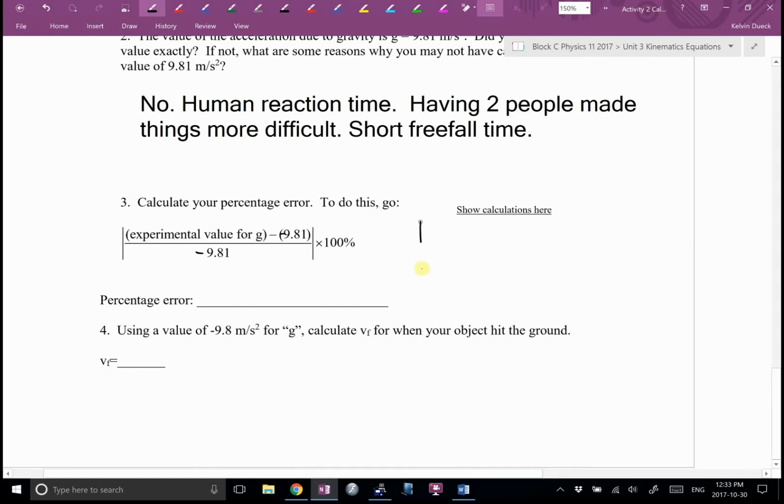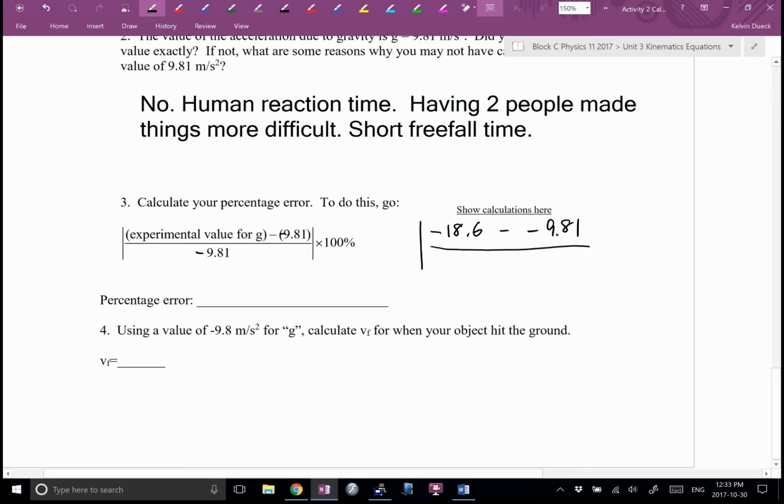So for all of us, what you're going to do is take your experimental value for G. So for Mateo, it was negative 19.6, minus the actual value, which is negative 9.81. It's actually not that. It's negative 9.806, I think. We typically only go with 2 sig figs, so we'd typically only use negative 9.8. But I figured this time we'll add the 1 extra digit because we're trying to do an error calculation.